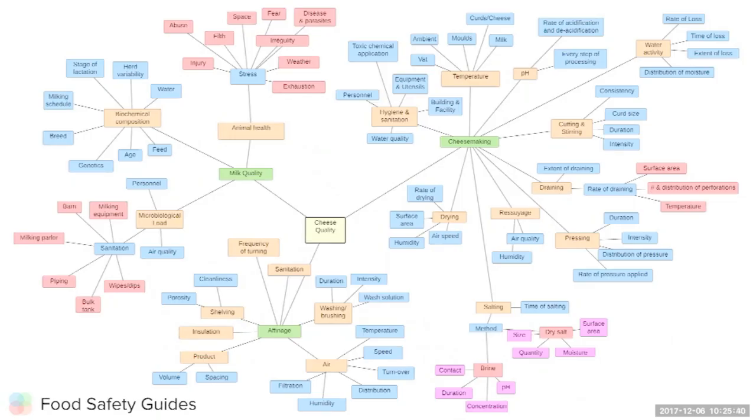So this is just a little mind map where we have milk quality issues coming from these kinds of variables, whether they be animal stress and health, just the biochemical composition of the milk itself, or other ingredients you might have added. That could include an excessive microbial load or the absence of one.